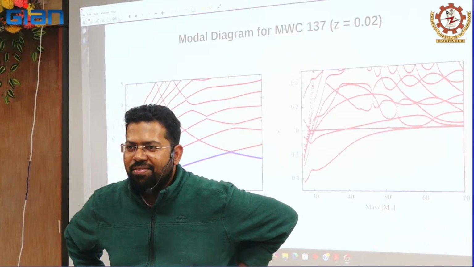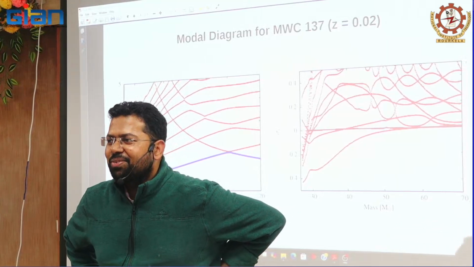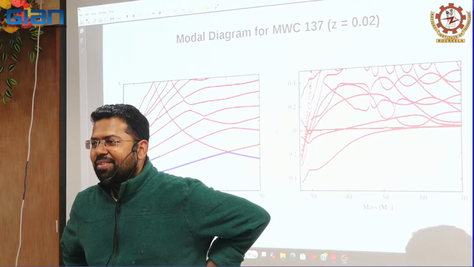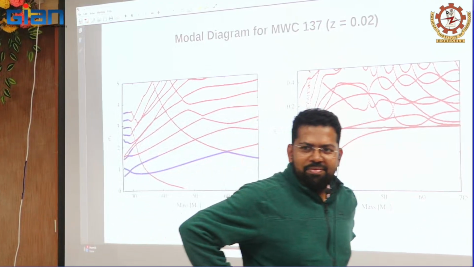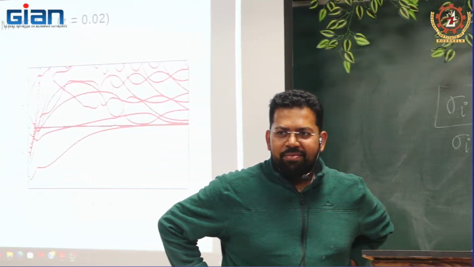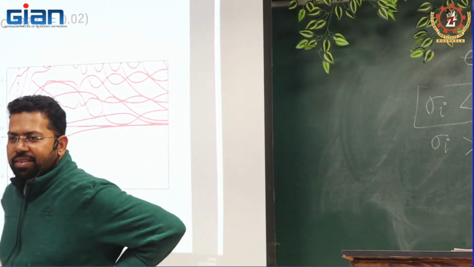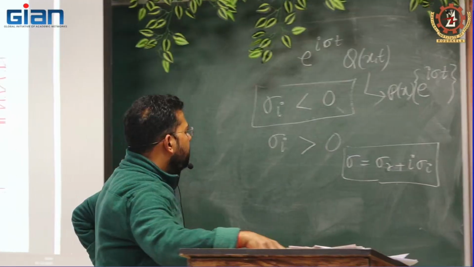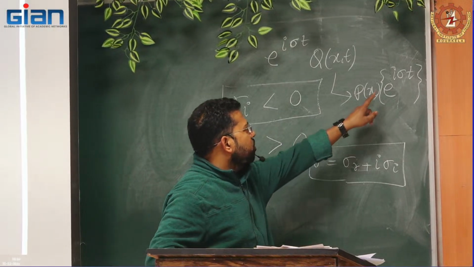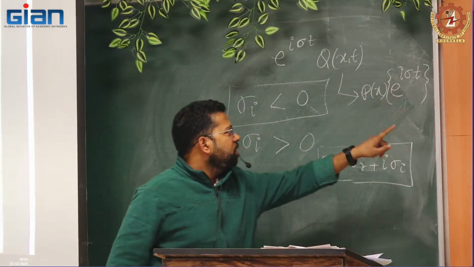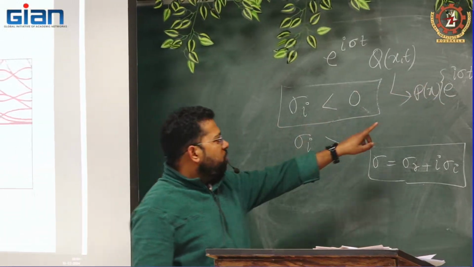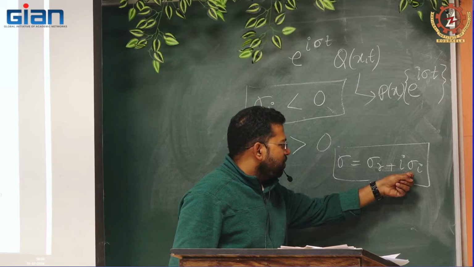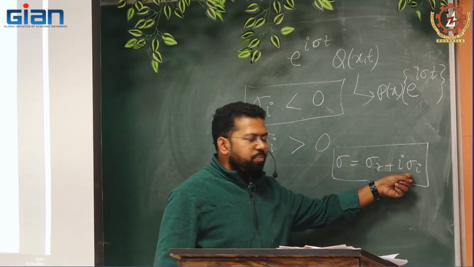Simply take... Probably you don't have to take a derivative. You simply just take, it depends upon how you are taking the time dependence. For example, in some notations you can have e to the power minus I omega t, and sometimes you can have e to the power plus I omega t. And you look at the situation where your sigma I is negative and where sigma I is positive.